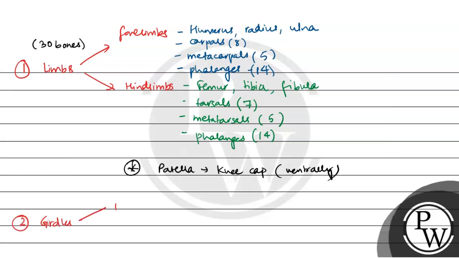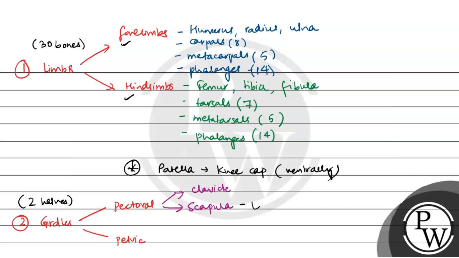Girdles is also divided into pectoral girdle and pelvic girdle. Girdles are basically the structures which help in the articulation of the upper limbs and the lower limbs with the axial skeleton. Each of the girdle is formed of two halves. मतलब हर एक girdle के two halves present होते हैं. Pectoral girdle consists of a clavicle and a scapula.